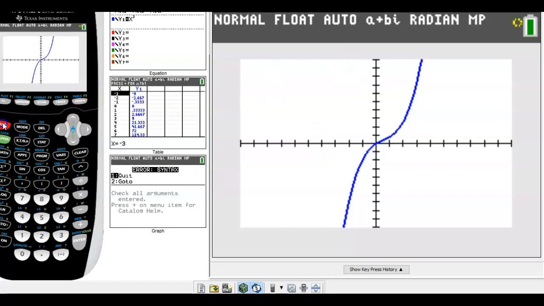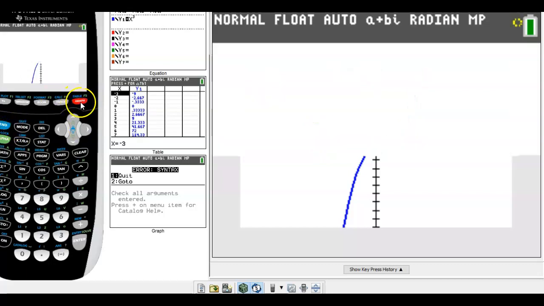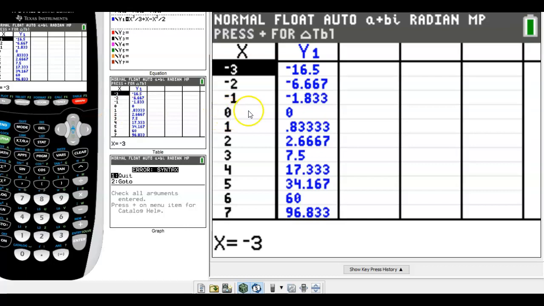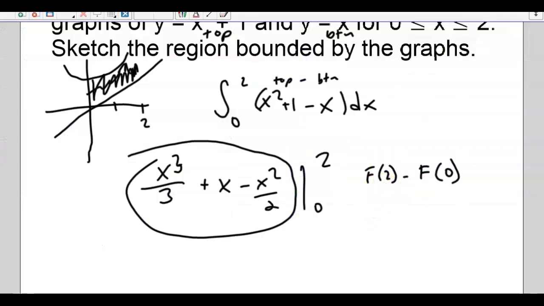Now, we just need two values from this table. If you look at your table, we need 0, which is 0, and 2, which is 2.7. So this is 2.7 minus 0, which is 2.7 units. You see what I'm saying?